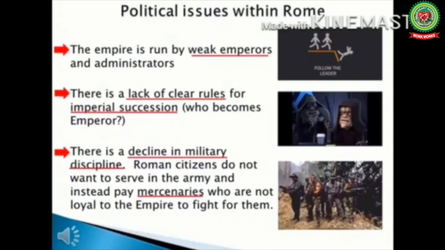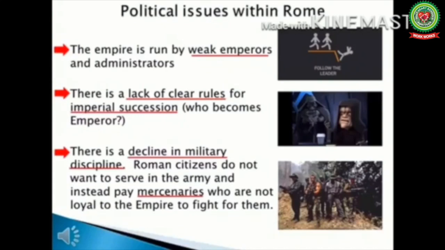Number 1, the empire was run by weak emperors. Number 2, the lack of clear rules for the imperial succession. By the word succession, we mean who is going to become the next king in the empire. So there was a lack of clear rules for the next successor.